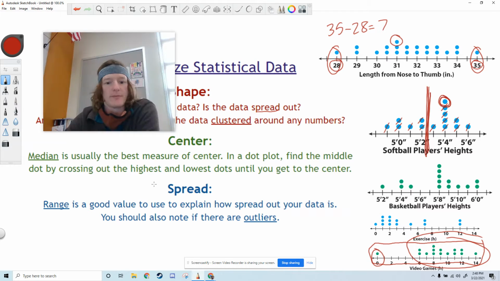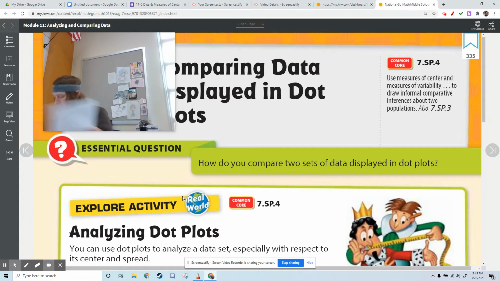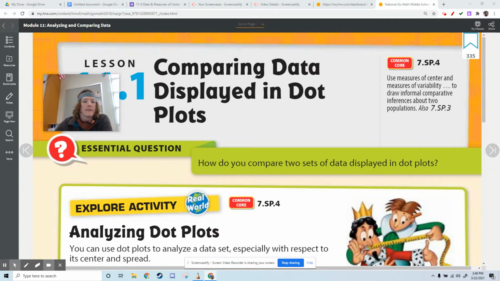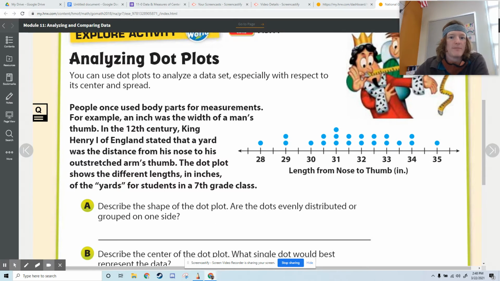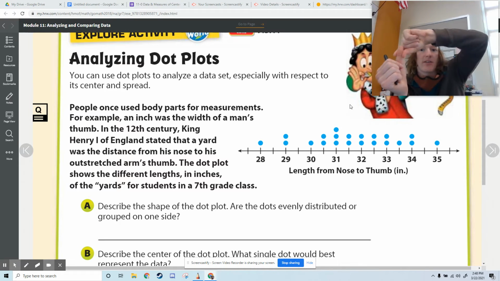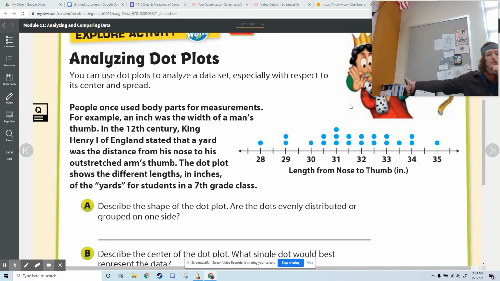So anyway, let's go ahead and open up our math book. We're going to be on whatever page this is, 335, I think. On 335, we're going to talk about some of these questions. People once used body parts for measurements. So instead of using rulers, yardsticks, meter sticks, they used to use body parts. For example, an inch was the width of a man's thumb. In the 12th century, King Henry I of England stated that a yard was the distance from his nose to his outstretched arm's thumb.